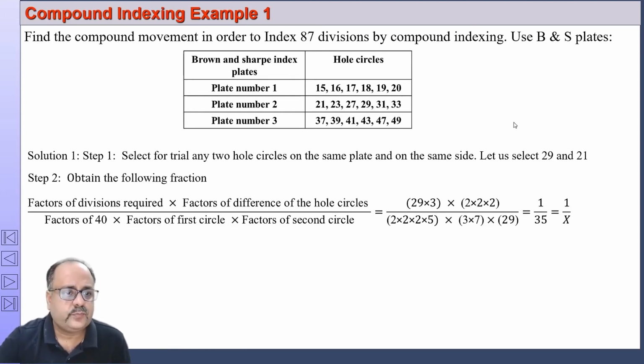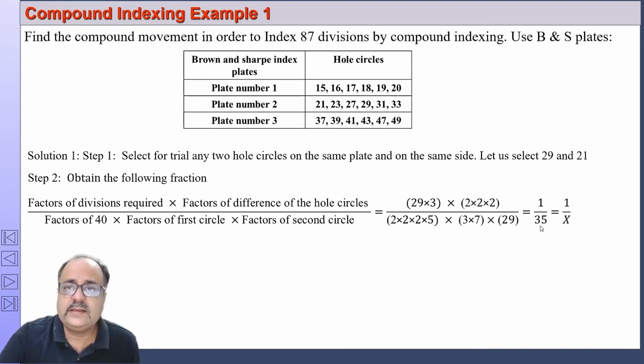So here the factors of division required are 29 into 3, that is 87, and the difference between 29 and 21 is 8. So we have 8 here, and the factors of 40 are this, and the factors of the first circle are 3 into 7 is 21 and 29 into 1 is 29. 29 is a prime number, so therefore we have selected a whole circle as a prime number. So 29 gets cancelled, this 3 will get cancelled, these 2's and these 2's will get cancelled. So we have 5 into 7, that is 35. So my x is 35.